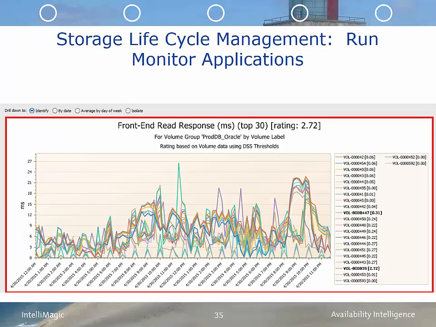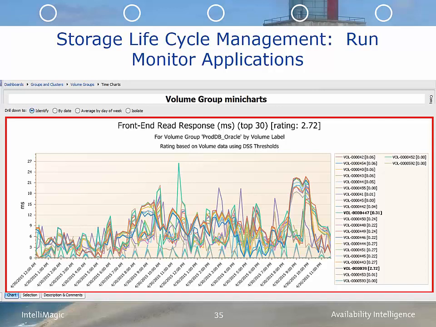The following chart shows how one could monitor application health proactively. In this example, the prod_db_oracle application volumes are being monitored. Thresholds have previously been configured based on the performance requirements of the applications. Volumes with front-end read response times higher than the warning or exception thresholds are noted in the legend. The most significant exceptions are highlighted in bold.